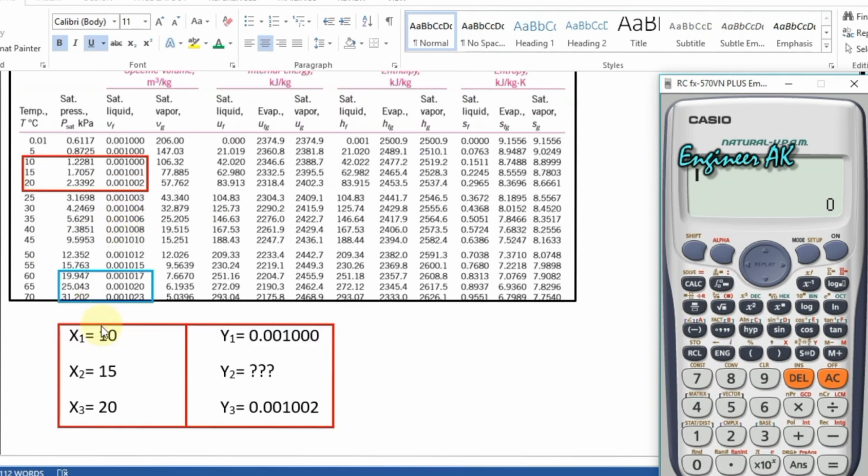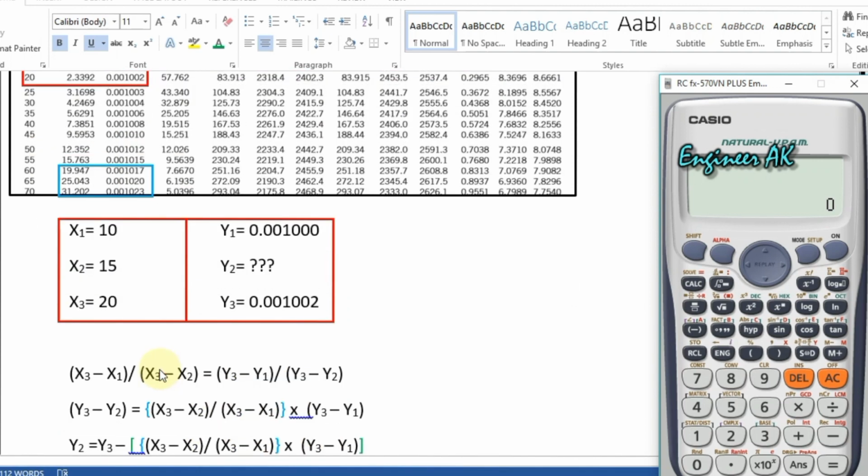So I have taken 10 as x1, 15 as x2, and 20 as x3. Same here: y1 is 0.001000, the second is what we want to find by interpolation, and the third is 0.001002.